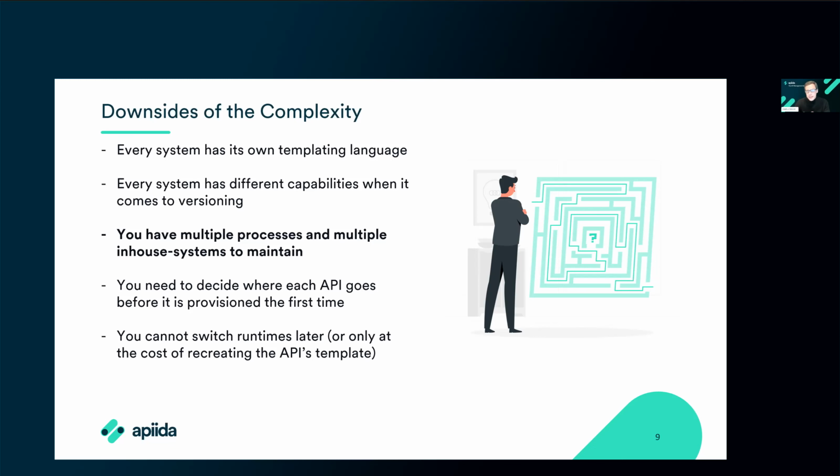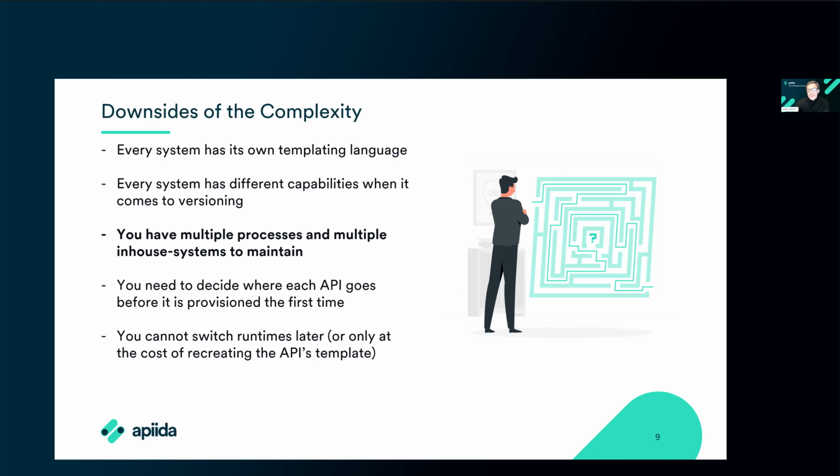Also for versioning, some API gateways do have versioning, some haven't, some use local revisions, some use global versions. So basically what you end up with is multiple processes for the same problem. We just want to provision APIs, but now we have to know where this API goes. Will it go to this gateway? Will it go to this gateway? And then we have to use a different process. We might have more scripts running, so we might end up with multiple in-house systems that we now have to maintain.